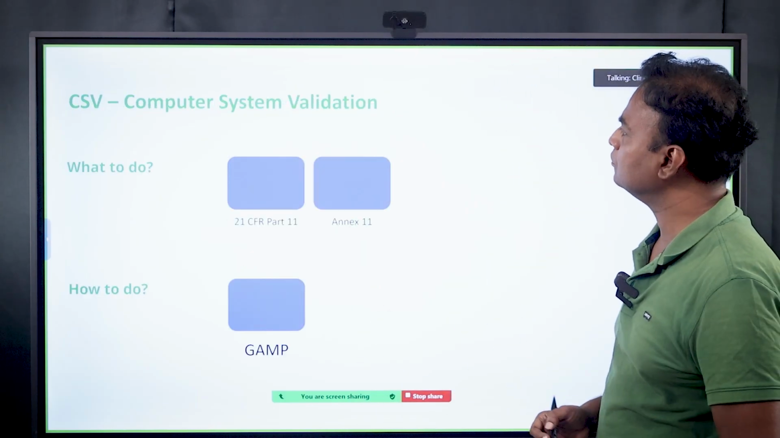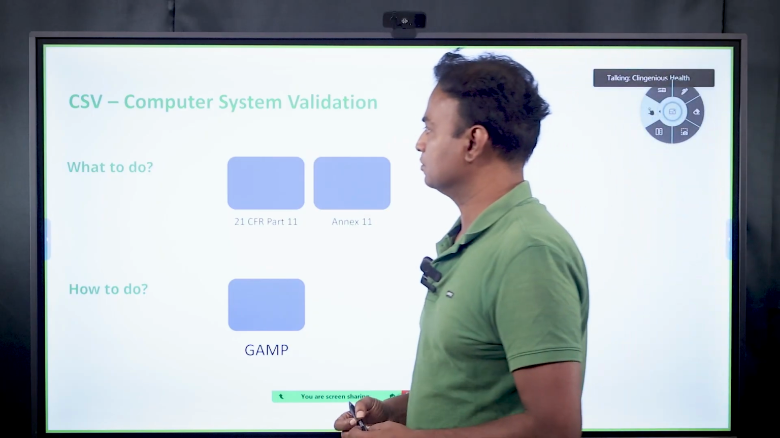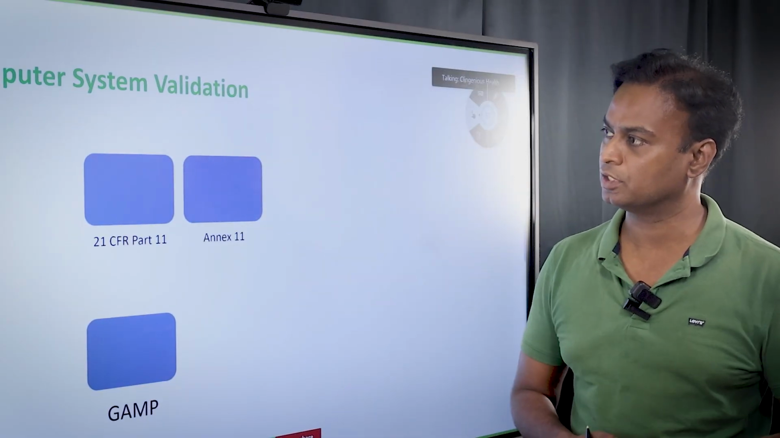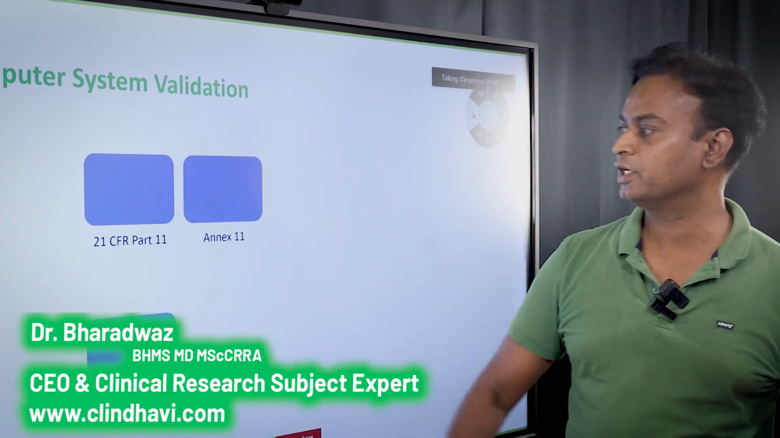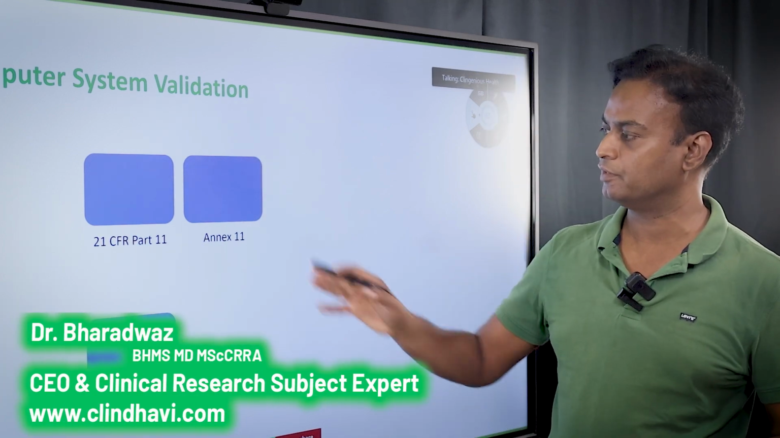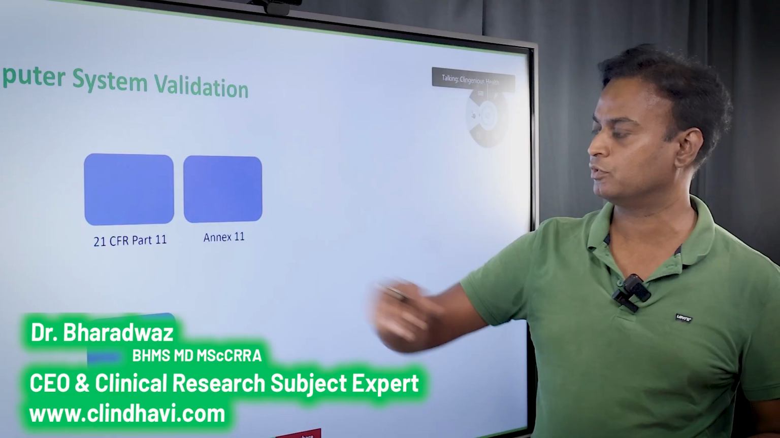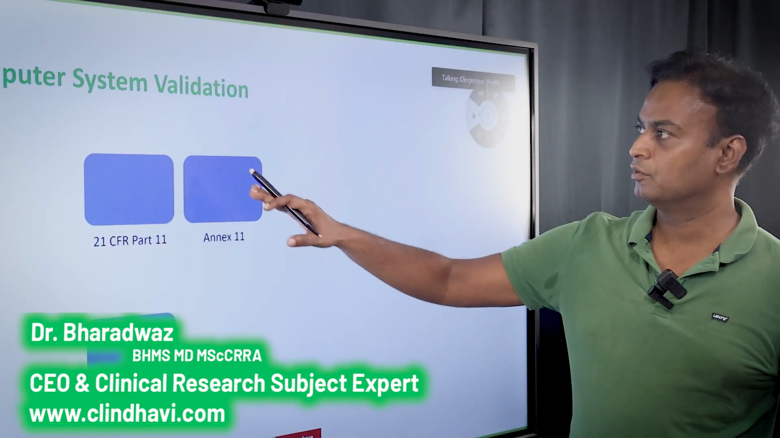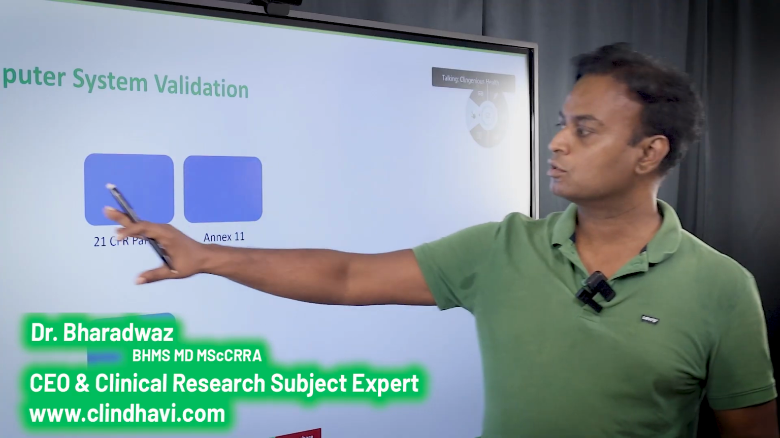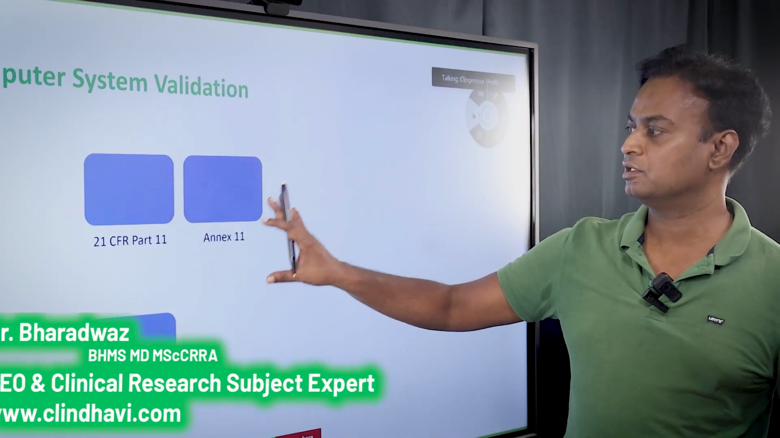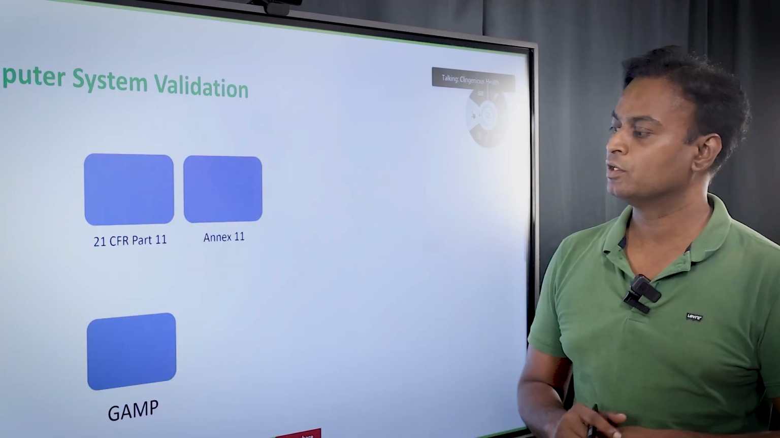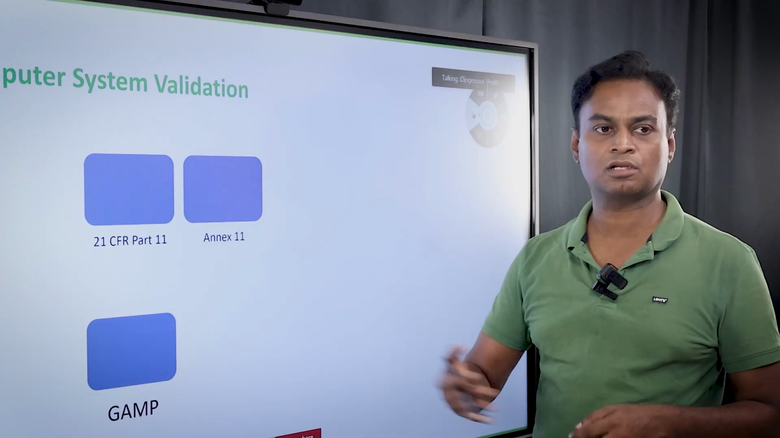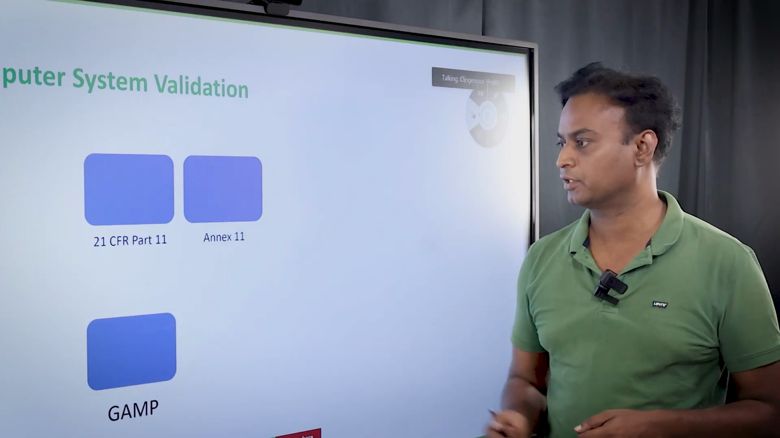So there are two things. To build any clinical system, you have to follow these two things. One is what to do, which will be told in 21 CFR Part 11 or Annex 11. Annex 11 is for Europe and 21 CFR Part 11 is for US studies. And how to do it is GAMP. So you have to follow this. What to do will be told in 21 CFR Part 11 and Annex 11. How to do it is GAMP. We will look deeply into these things, how these are applied to a clinical interactive response system.